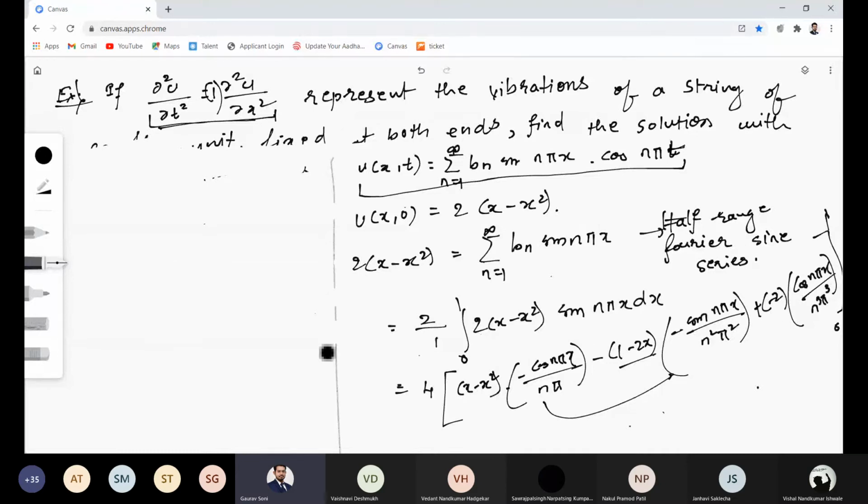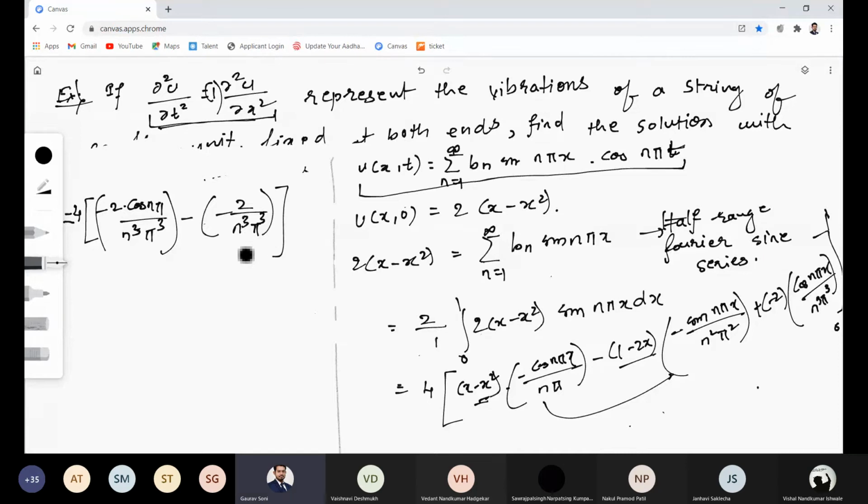And in the third one, 4 times in bracket minus 2 cos of n pi upon n cube pi cube, minus, when you put the lower limit, first term is 0, second term is 0, and the third one cos 0 will become 1. So that is minus 2 upon n cube pi cube. So this is minus 8.